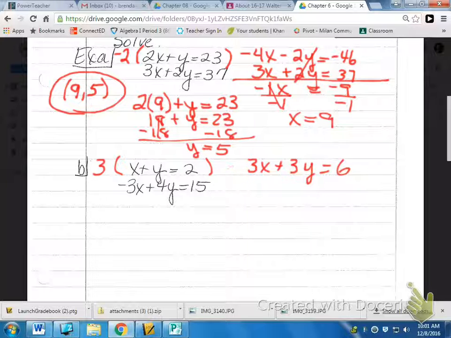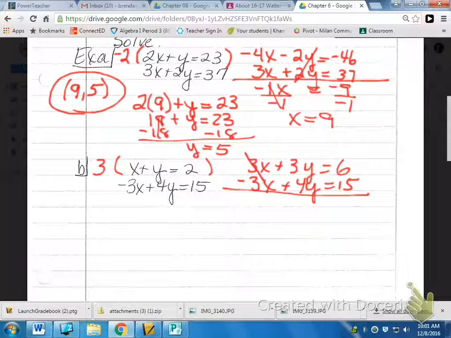Here's the most common thing that people forget to do though. You see how I had to multiply through the whole equation? 3x and 3y and 6? I can't tell you how many times people multiply 3x and 3y and then put equals 2. Don't do that. Please make sure you multiply the whole thing. Write the bottom equation as is. Negative 3x plus 4y equals 15.